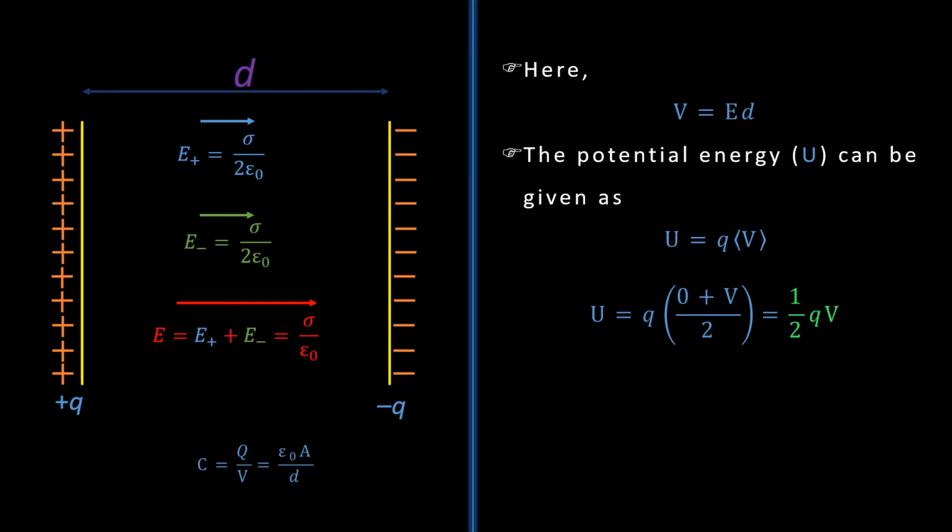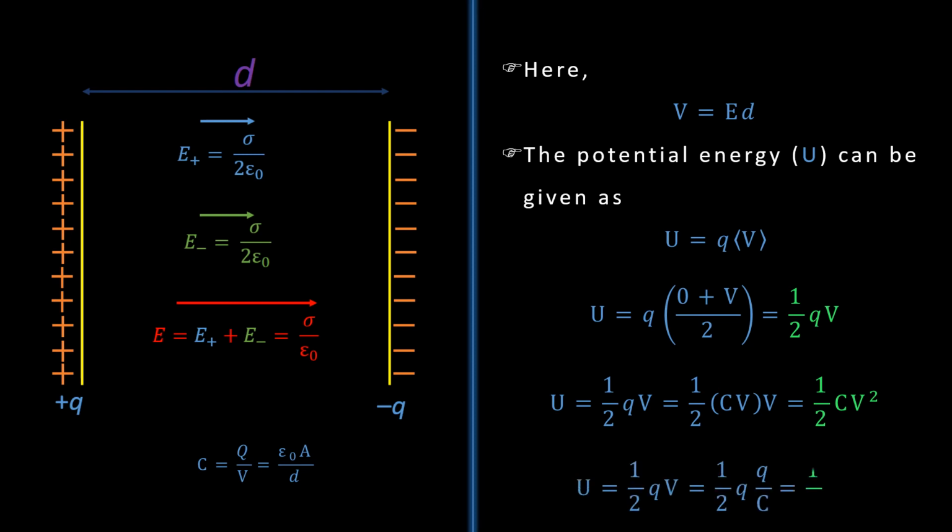But what if you have capacitance and potential given? What if you have charge and capacitance given? Then you have two more expressions to find out potential energy. We can replace Q with CV, and another expression of potential energy is half CV square. Similarly, if you replace V with Q by C, what you get is half Q square by C. So for potential energy, we have these three expressions and we can use any of the three depending on the data available.